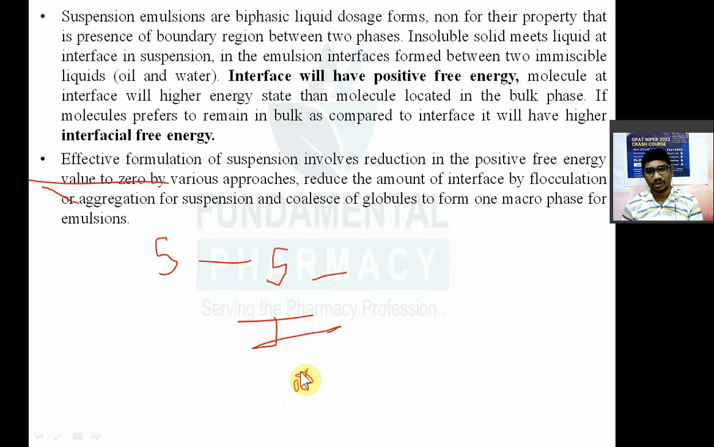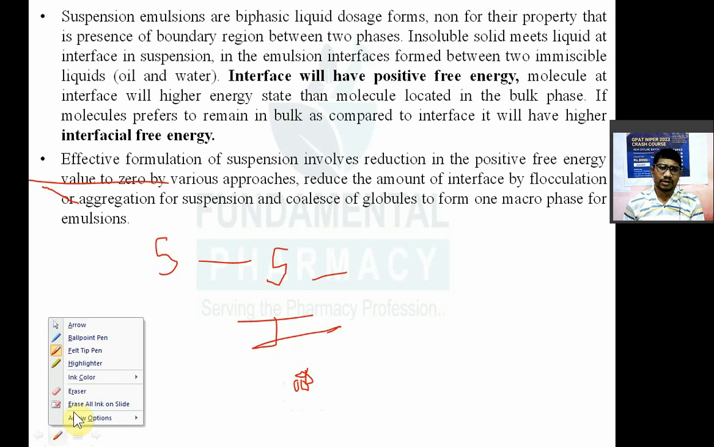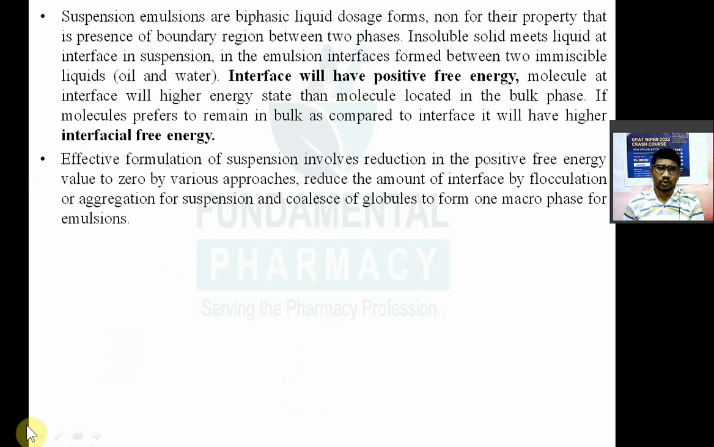So the concentration of surfactant at which there is a formation of micelle is known as the critical micelle concentration, we have already seen. So these are the different ways to reduce the interfacial free energy. Now interfacial free energy can be reduced by either flocculation, or by aggregation of suspended particles, or by coalescence of globules in case of emulsion, or by adding the surfactant.